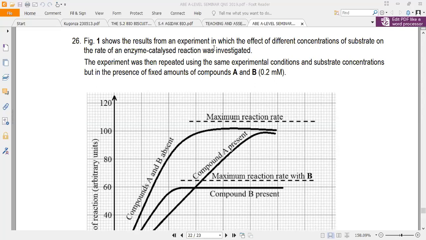So they're saying that it is an experiment, and in this experiment, they were investigating the effect of different concentrations of substrate. So they have different concentrations of the substrate. And then they now want to see the effect of these different concentrations on the rate of an enzyme catalyzed reaction. So that is the interpretation. You read the question, you interpret.